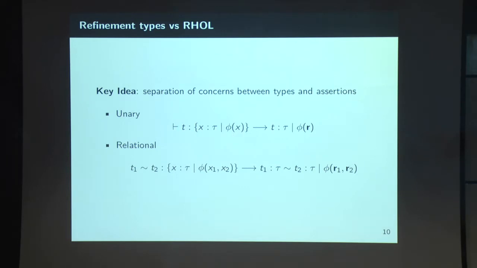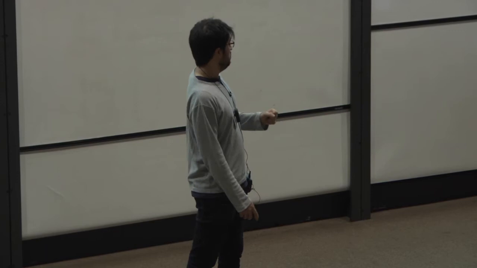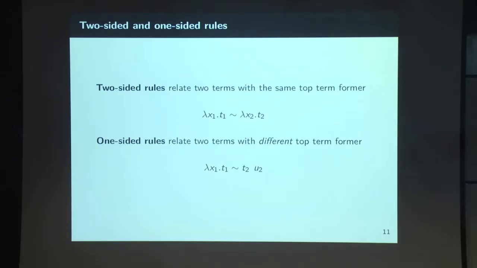And this lets us define two kinds of rules. What we call two-sided rules relate two terms that have the same term former, for instance, two lambdas. And one-sided rules relate two terms that have a different term former at the top. So you can relate, for instance, a lambda with an application. Then you have a rule that introduces the lambda on the left, or a rule that introduces the application on the right. I'm going to give more concrete examples of these rules.